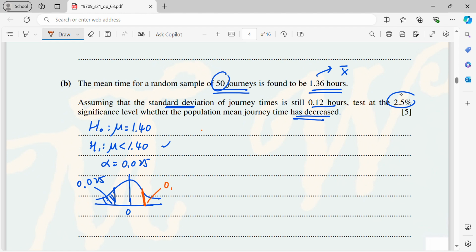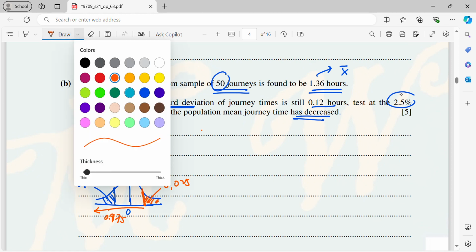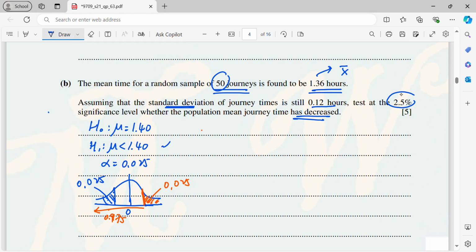Therefore, when I reflect it in the line z equals 0, it will be 0.025 on the right side over here. But the region given in the normal table is always towards the left-hand side. That means this total region is 1 minus 0.025, that is 0.975. Now you have to read the table. When the probability is 0.975, the value is basically 1.96, right?